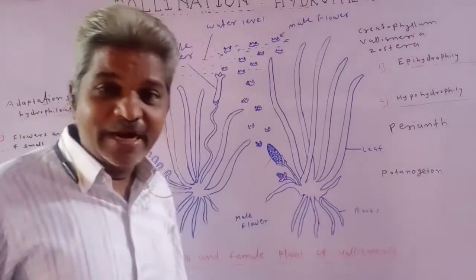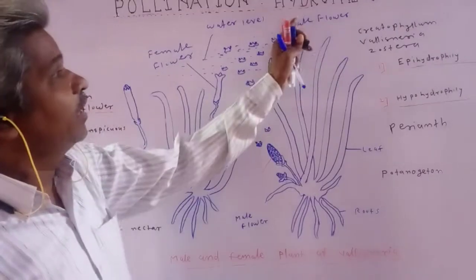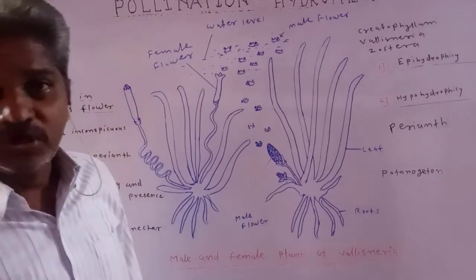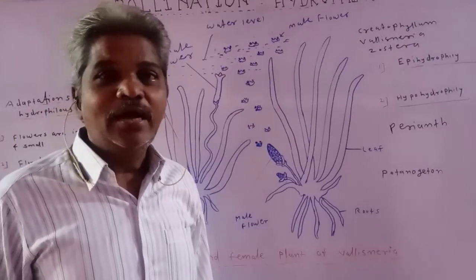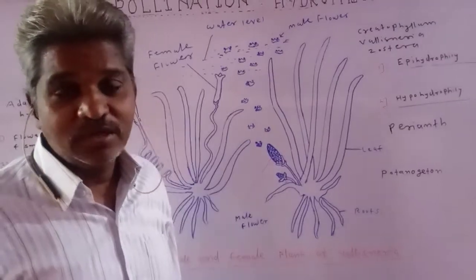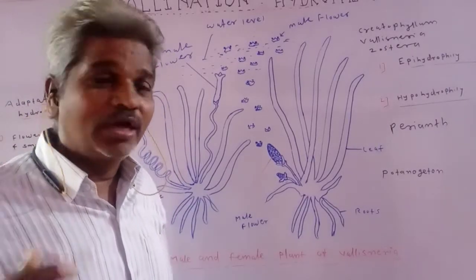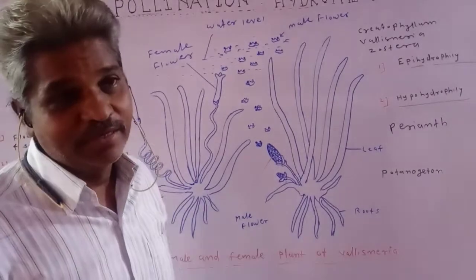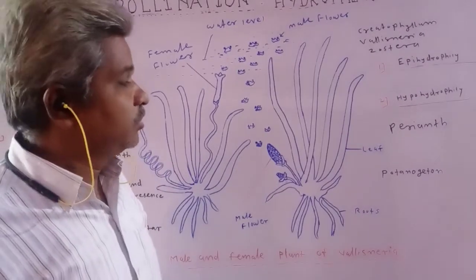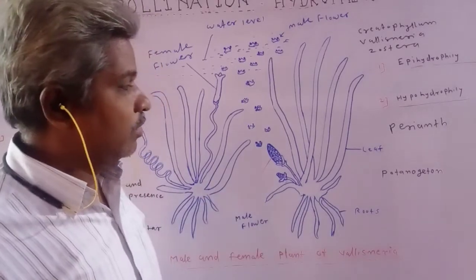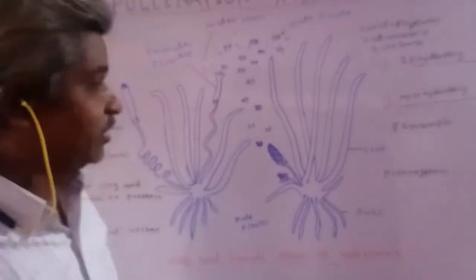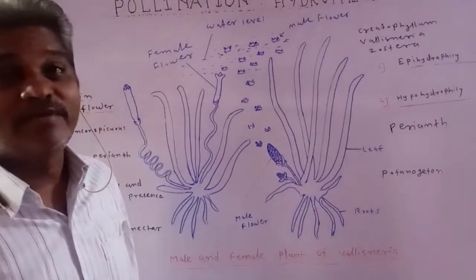Not all aquatic plants show hydrophily, but some aquatic plants like lotus, water hyacinth, and water lily show entomophilous pollination. That means pollination takes place with the help of insects, which is called entomophily. Similarly, another plant, Potamogeton, shows anemophilous pollination, that means pollination takes place with the help of wind.